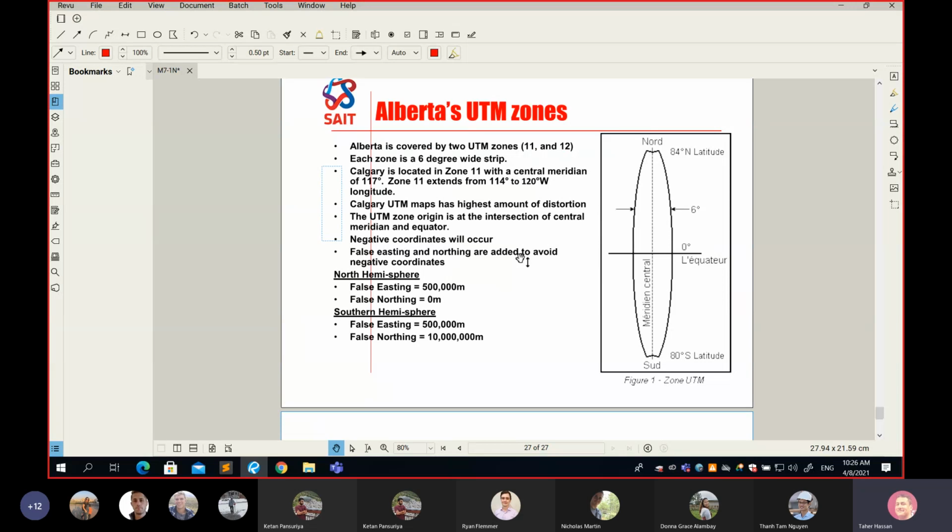Now, finally, the last thing I want to mention for you before we ask you about your feedback is that in UTM, we simply introduce something called false easting and false northing. Why is that? Because if you look at the UTM after projection, this guy here is one of the UTM zones, okay? This thing here is one of the UTM zones.